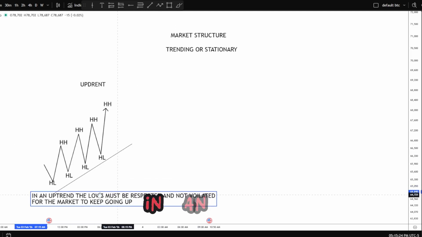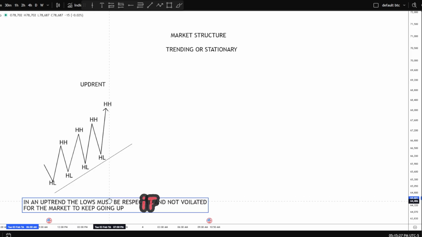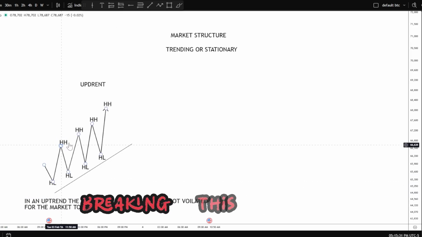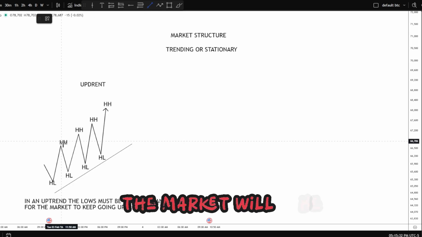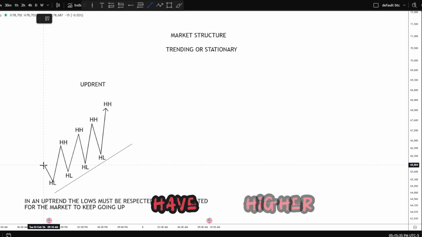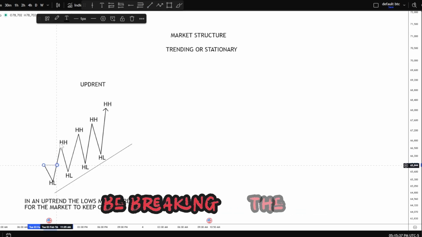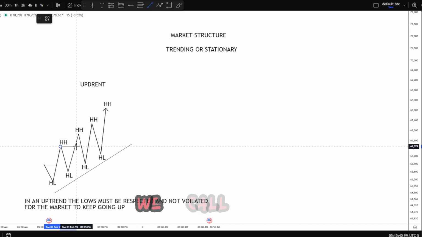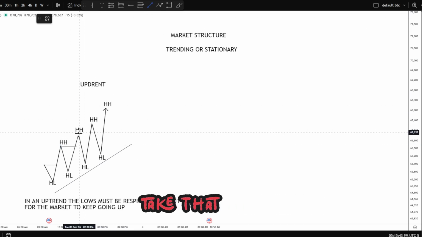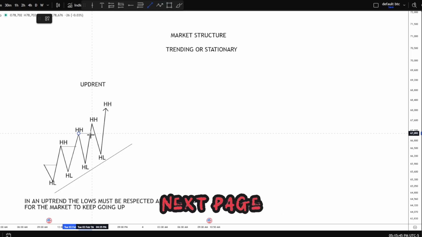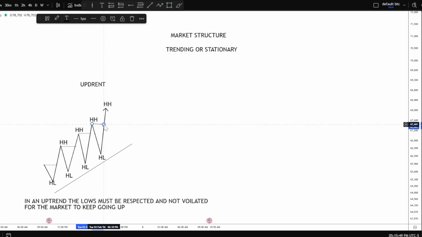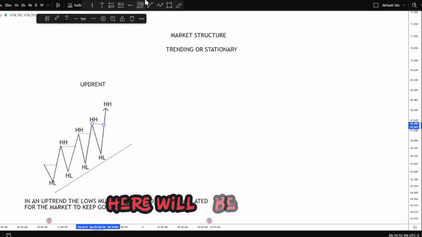If the market is in an uptrend, the market will be breaking these highs right here. The market will be breaking this high. We have higher highs, so the market will be taking the highs up. We call that break of structure. We are going to take that in the next page. So the market will be breaking the highs here, but these lows right here will be respected.